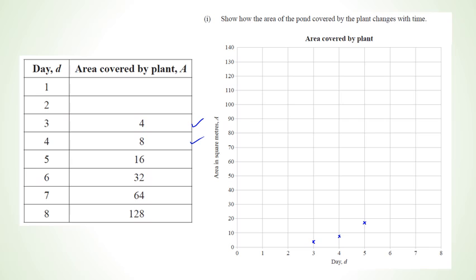At 6, it's at 32. At 7, it's at 64. Oops, let's try that again. And then at 8, it's at 128. Okay, so what we're looking for is a graph that's beginning at (3, 4) and going all the way to (8, 128). Now this graph has to be a smooth graph. It's a bit difficult to draw this graph on a tablet, but there we go. That's the best attempt I could do.